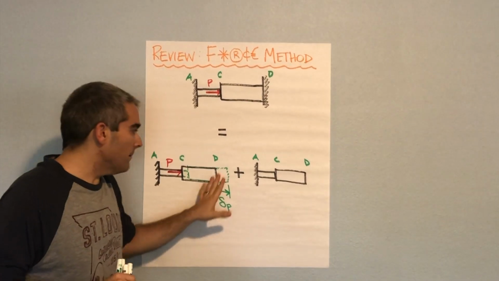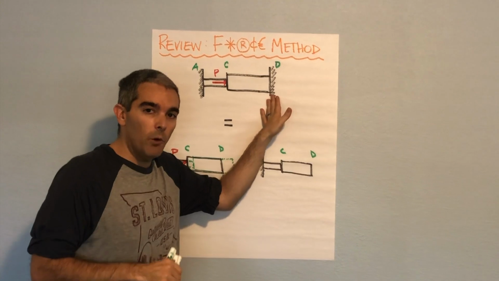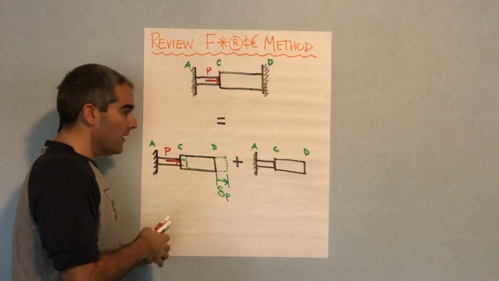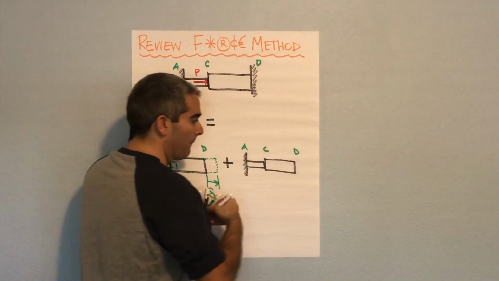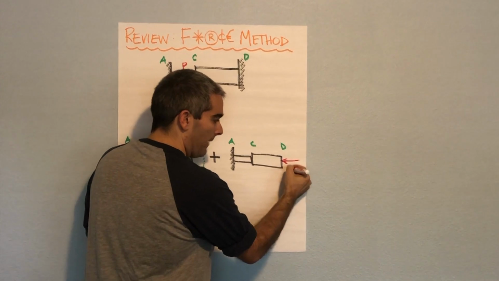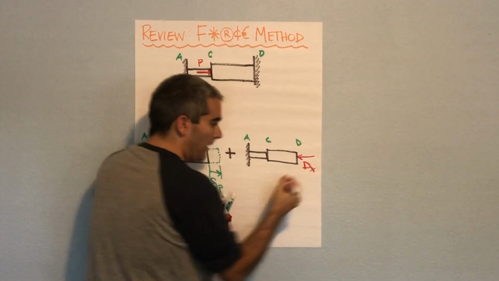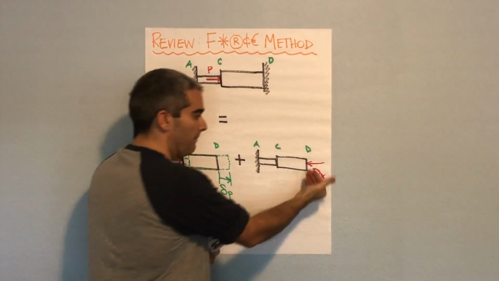Now, this isn't really accurate because we can't just remove the support and not have it in our problem. So we have to somehow incorporate the support. Well, what does the support do? The support provides a reaction. So in my second part of this superposition, I'm going to apply a reaction force, in this case at point D. So I know that the wall at D would really react on this bar and push it back.